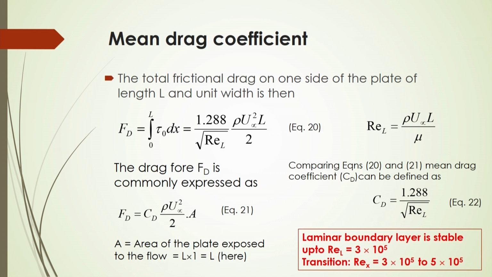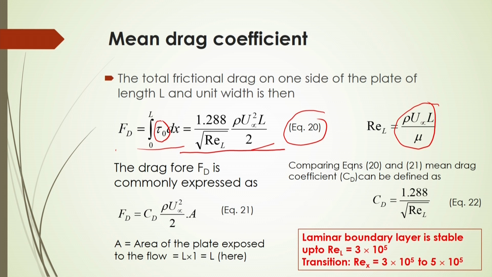The mean drag coefficient is also an important aspect. Whenever there is frictional force acting over the surface under boundary layer conditions, the total frictional drag on one side of the plate of length L, considering unit width, can be defined as F d equal to the integral of tau 0 into dx. Again you substitute tau 0 here, and after integration and simplification, we obtain equation 20. In this case we define the Reynolds number based on the length of the plate over which the fluid is flowing.